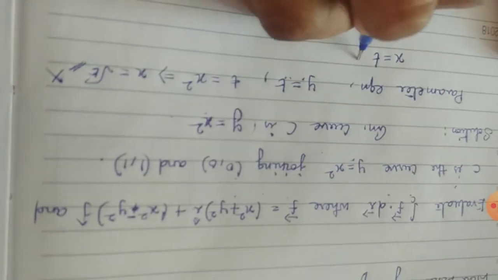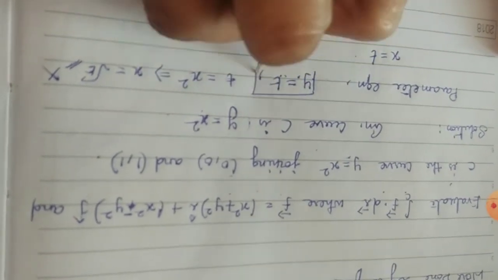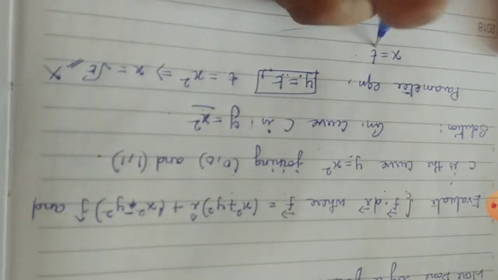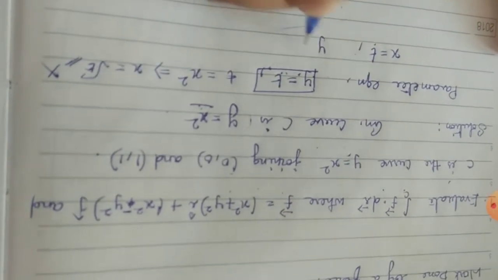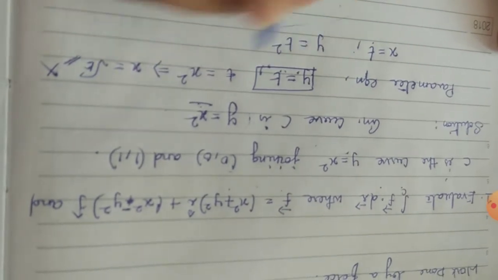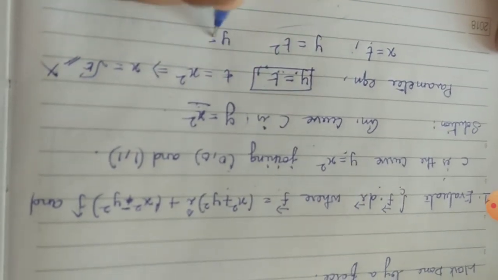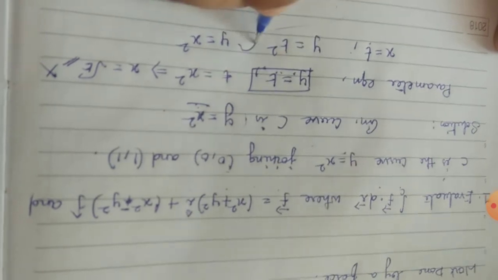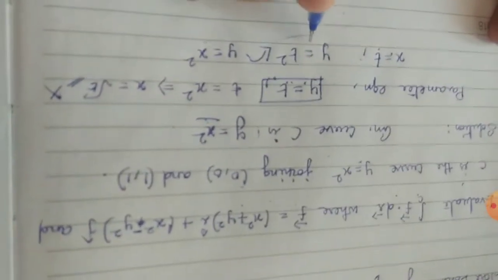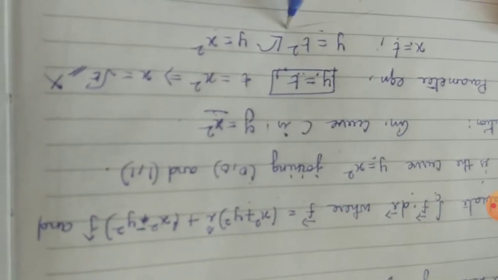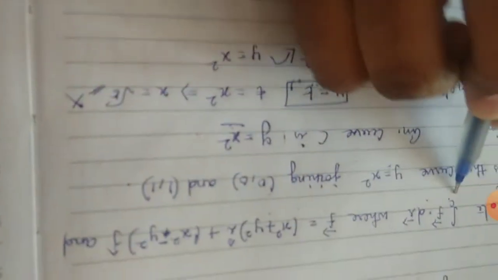So take x is equal to t. Don't choose y as t. If you take x is equal to t, then y becomes t squared, since we have y is equal to x squared. So if you take x is equal to t, you will get y is equal to t squared.